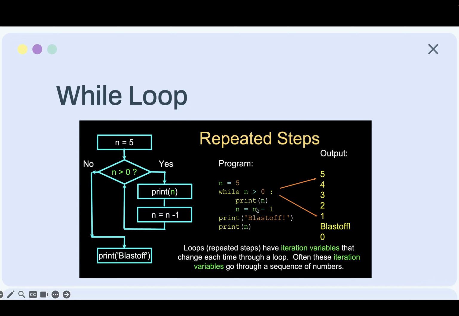In this case, 1 minus 1 will be 0, so the condition goes to false, and it will print the last value of n, so it's 0. So a while loop works as long as the condition is true. Let's start with a code example.